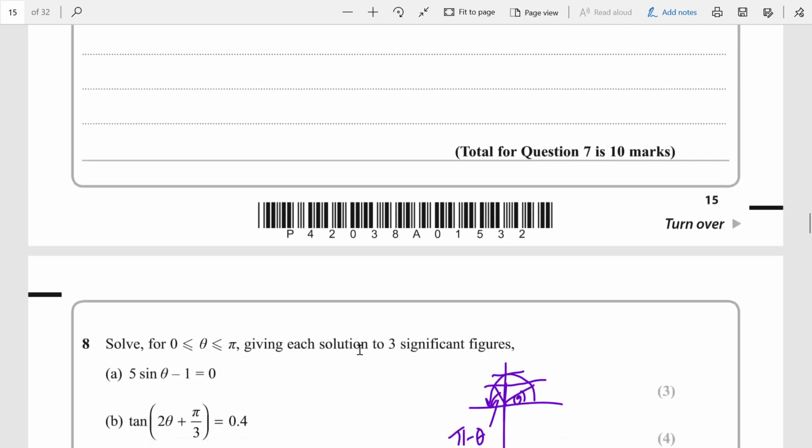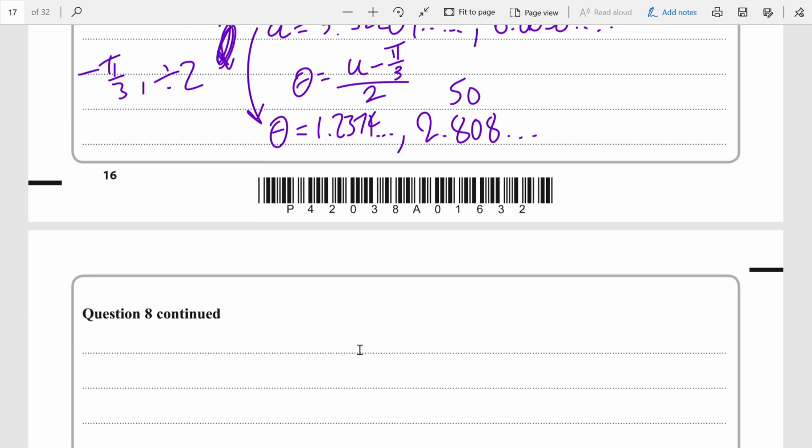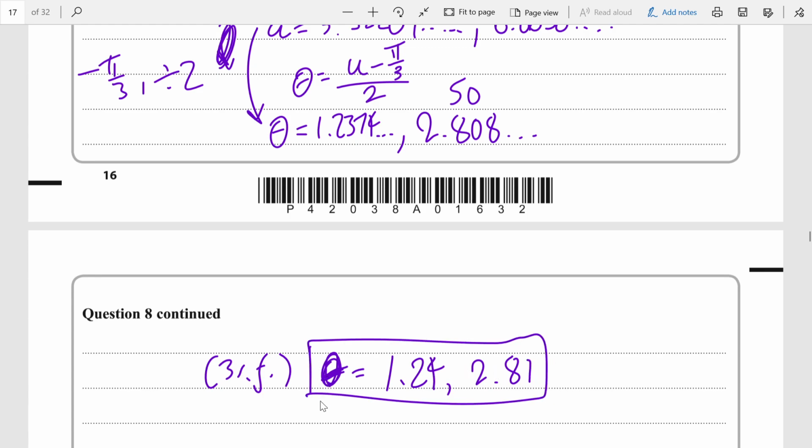And it's asking us to give the solution to 3 significant figures. So to 3 significant figures, we round these figures we got here. And by the way, I'm using more decimal places than necessary to make sure that it's accurate, because I don't want to accidentally get an error from inaccuracy that would cause me to round in the wrong direction. So it would be 1.24. And here will be 2.81, because for 3 significant figures, it would be the first digit before the decimal and then 2 more digits afterwards. So that's our answer to B.